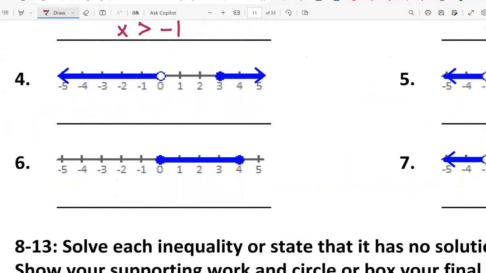In 4, I see a disjoint set. For a disjoint set, the only way to state this is using a disjunction or an OR statement. So just reading what's on the number line, x is less than 0, or x is greater than or equal to 3.